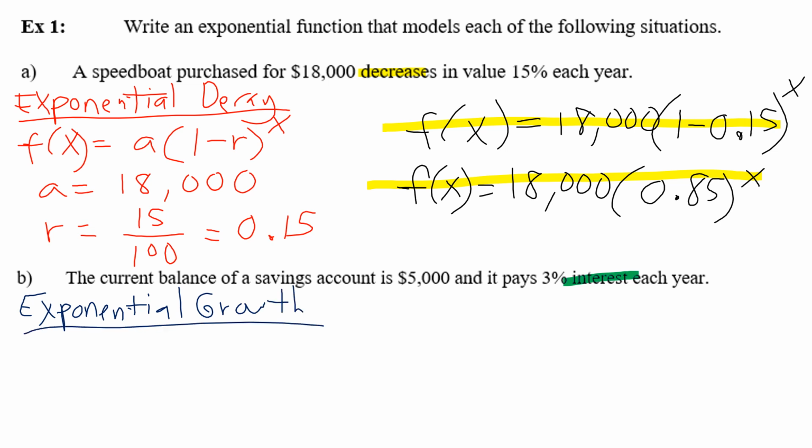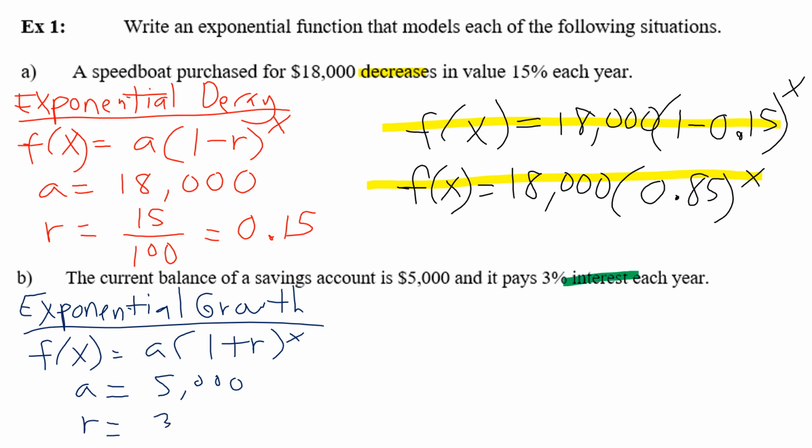And then the formula for growth is very similar. F of x equals a times parentheses 1 plus r this time, because we want it to get bigger, we want it to grow. And then raise it to the x. Where a represents the initial amount. How much money we have in the account to begin with is 5,000. And then r is your rate of growth. It's growing 3%. Divide that by 100, it's going to give us 0.03.